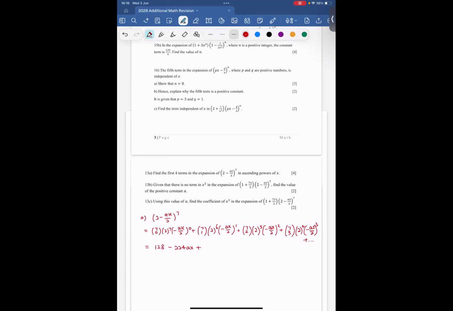Plus 21 times 8, 168 a squared x squared, minus 70 a cubed x cubed. Okay, so these are the first four terms in the expansion.